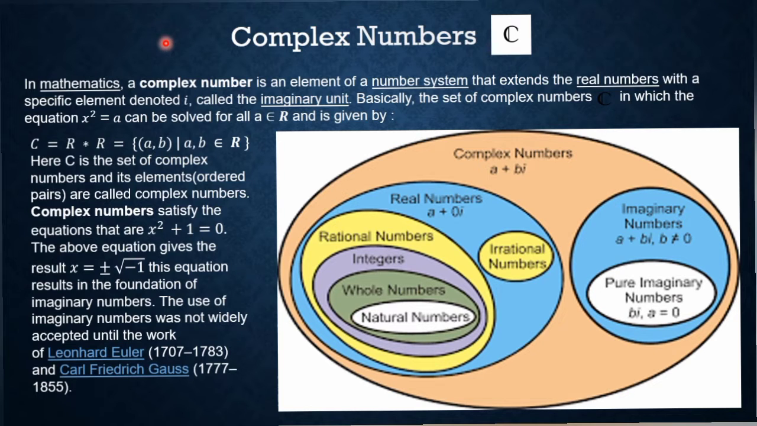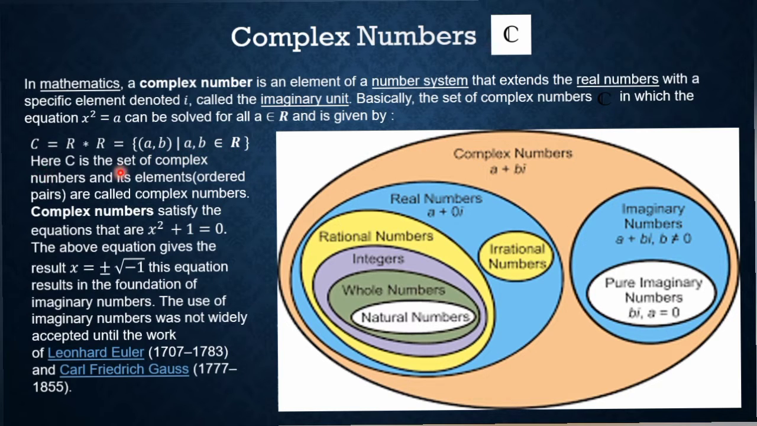Let's start the video. First of all, a little bit about complex numbers. In mathematics, a complex number is an element of a number system that extends the real numbers with a specific element i, called the imaginary unit. Basically, the set of complex numbers is a set in which the equation x squared equals a can be solved for all a belonging to the real numbers, and is given by C = R × R, which is (a, b), where a and b belong to the real numbers.